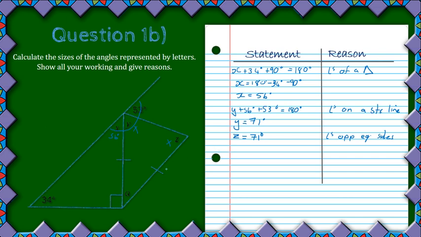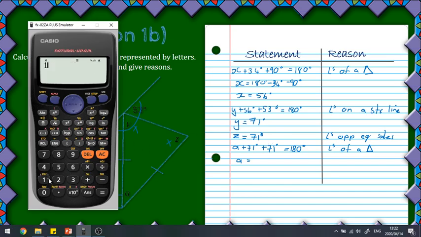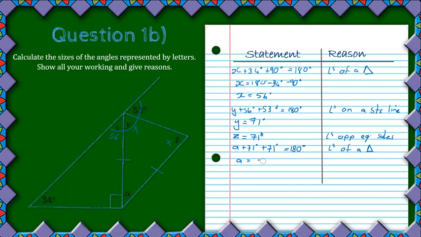Right, and then finally we can solve for a. These are all angles of a triangle. So once again I can say that a plus 71 degrees plus 71 degrees is equal to 180, and our reason is angles of a triangle. And then solve for a. So a is equal to 180 minus 71 minus 71, which is equal to 38 degrees.